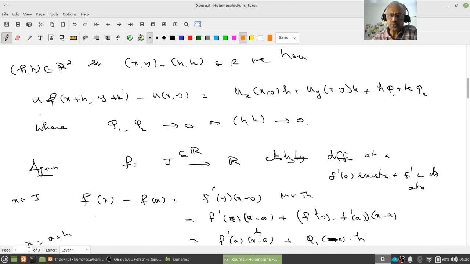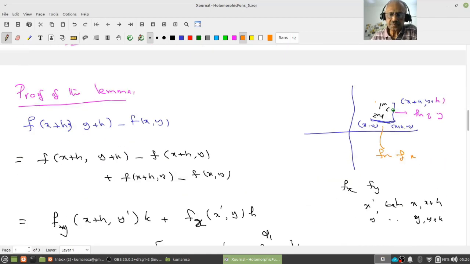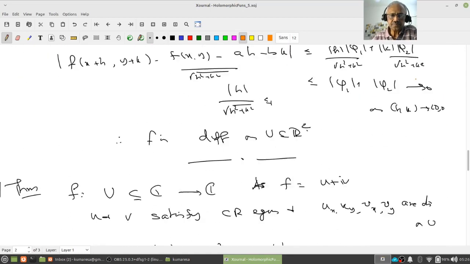Right? Ux, I'm just writing this. Ux into h, uy into k, h into phi 1, k into phi 2. Is it clear? That's what we are doing now.